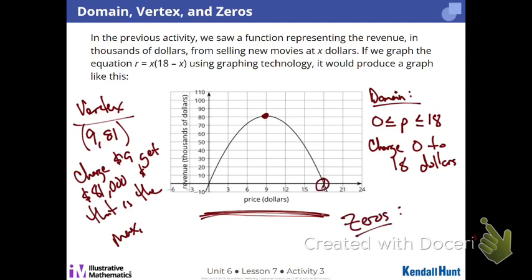Yep, which is 0 and 18, and those are also called the x-intercepts, 0 and 18, and that is when we make no money. Okay? That's what the zeros are. So there's going to be two portions to each one of these when you do it. You're going to get the number values that are the domain, vertex, and zeros, but then you're going to use sentences to explain what those values are in context, right?